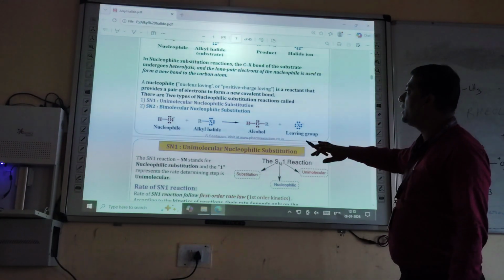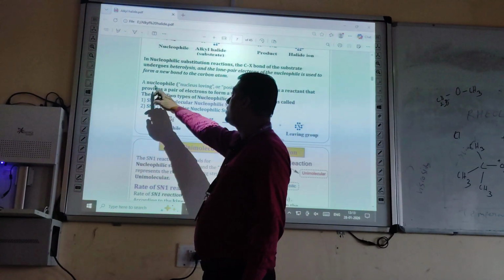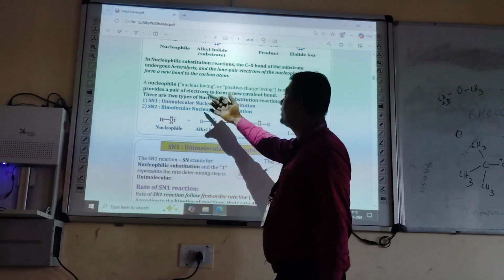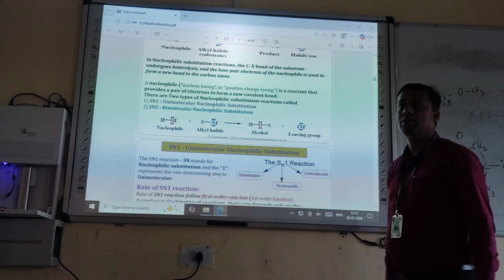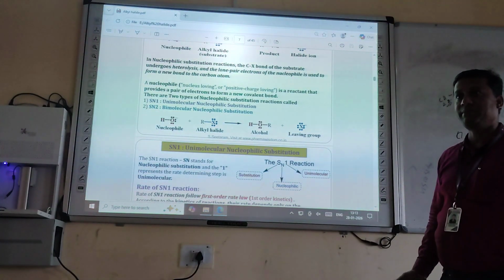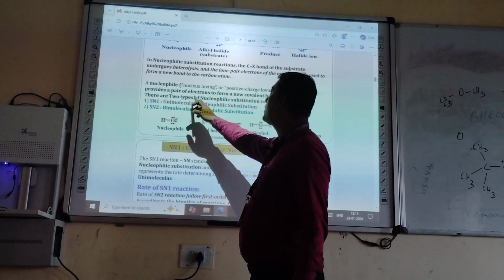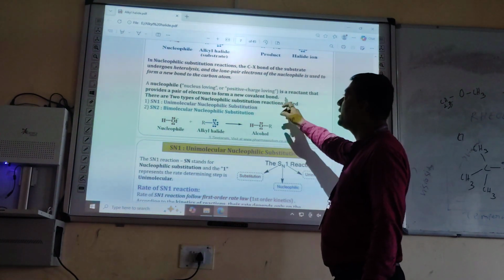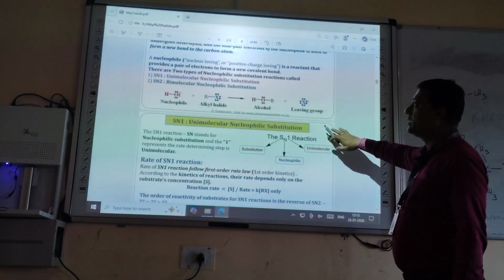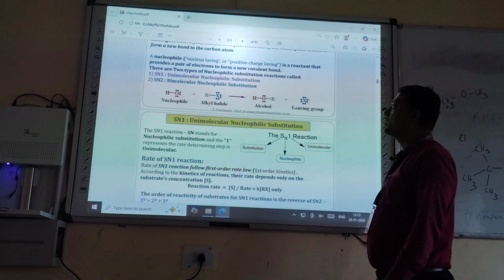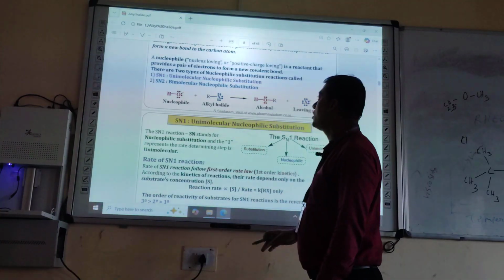A nucleophile is known as nucleus loving. What is the meaning of nucleophile? Nucleus loving or positive charge loving. It is a negatively charged species, a reactant that provides a pair of electrons to form a new covalent bond. There are two types of nucleophilic substitution reaction: SN1, unimolecular nucleophilic substitution, and SN2, bimolecular nucleophilic substitution.